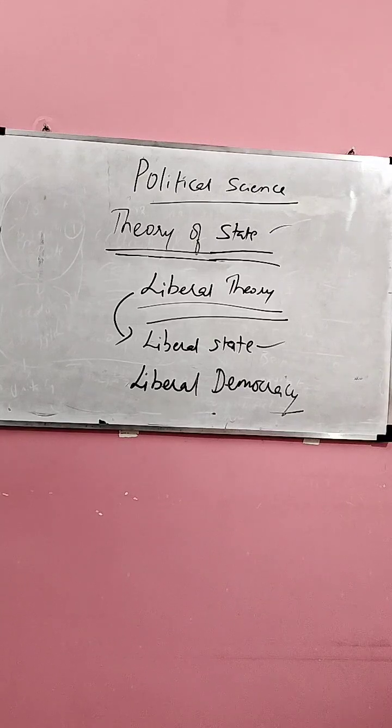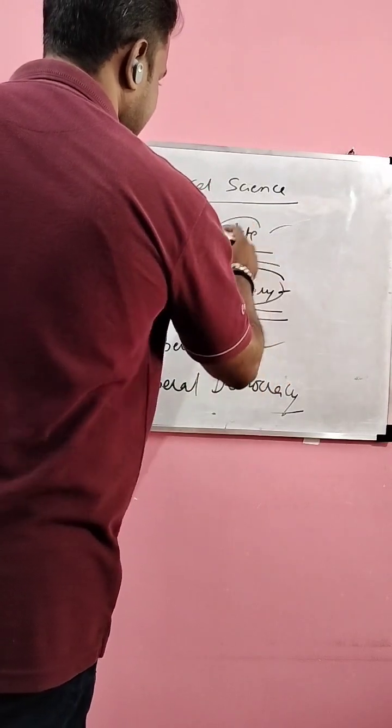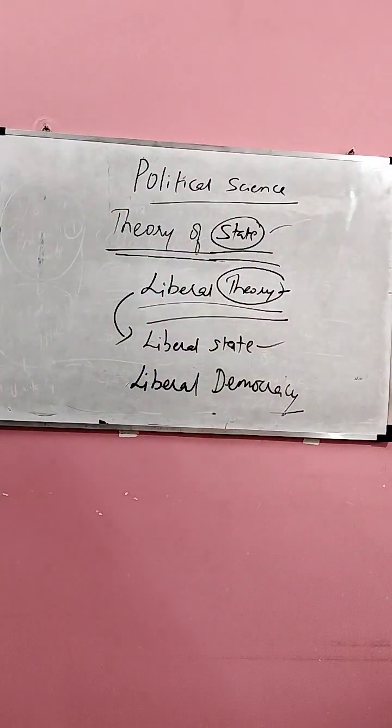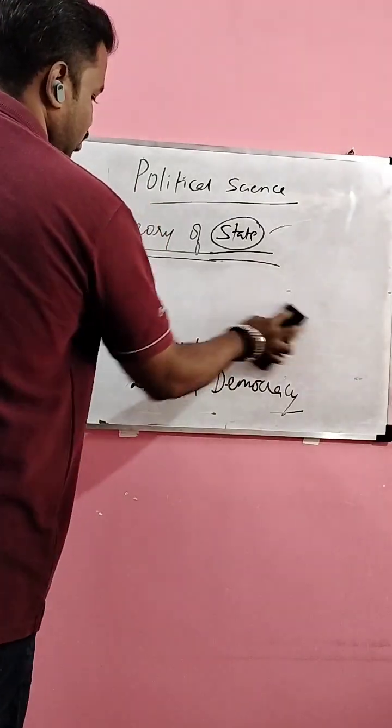Before proceeding further, let's briefly look into the concept of theory as well as state. This will help us understand the liberal theory of state better. Okay, what is theory? Theory in general terms is a set of ideas, opinions or views about reality. This is theory in general terms. Now, political science also has theory. It is called political theory.